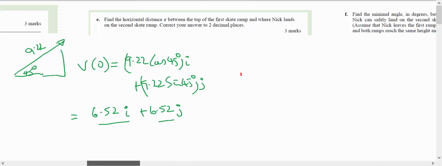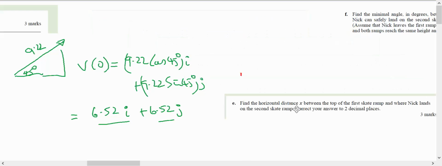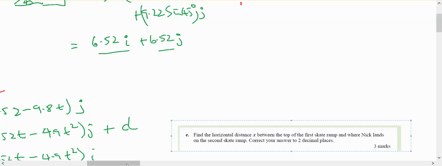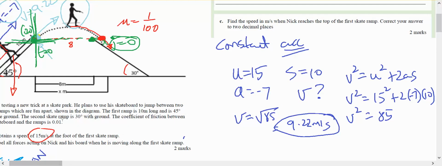Part E says, find the horizontal distance between the top of the first ramp and where Nick lands on the second ramp, and give that to 2 decimal places. Okay, so what this question is asking is x. Notice it's labelled an x here in the original question. And x goes from when Nick leaves the first ramp and where he eventually lands on that ramp. So I'm going to call that x.